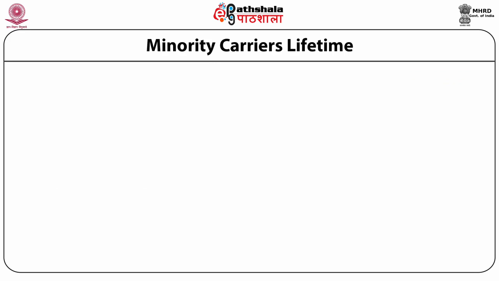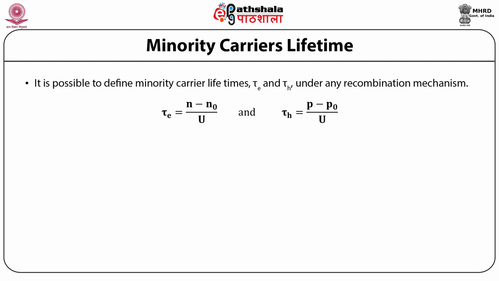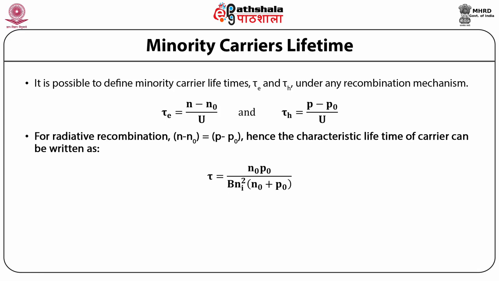Minority carrier lifetimes. It is possible to define the minority carrier lifetimes, that is tau e and tau h, under any recombination mechanism as follows. That is, tau e is equal to (n minus n0) by U and tau h is equal to (p minus p0) by U. For radiative recombination, n minus n0 is equal to p minus p0. Hence, the characteristic lifetime of a carrier can be written as tau is equal to n0 p0 divided by B ni square multiplied by (n0 plus p0).